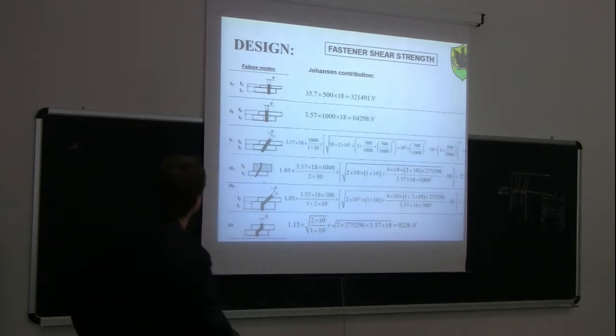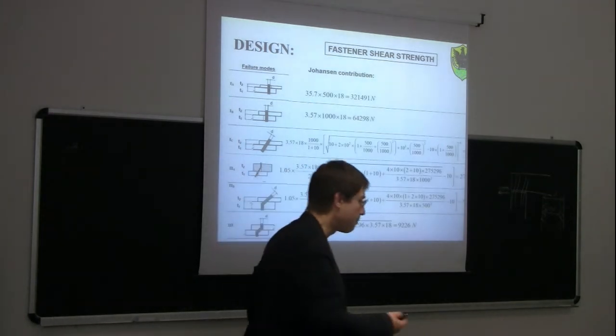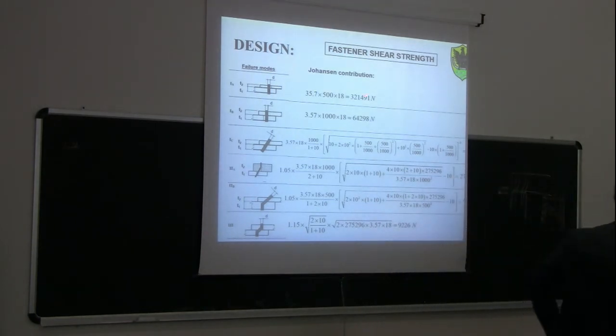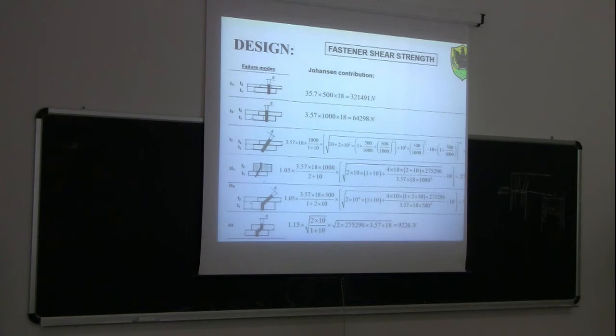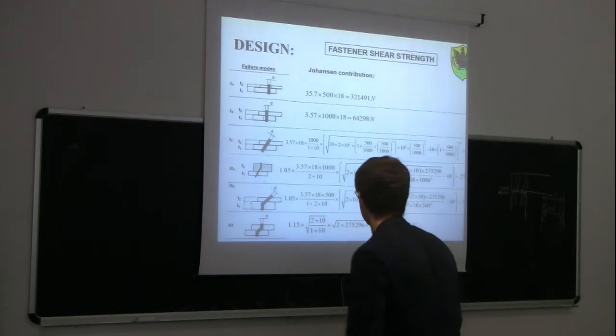So the first one will be basically pure embedding in the beam. The second one is pure embedding in the column. And then we have pure embedding in both beam and column with global rotation of the fastener. Then we have plasticization, so embedding and plasticization, with one plastic hinge formation. The first one is in the column, the second one is in the beam, and then the final one is two plastic hinge formation, so embedding and plastic hinge formation in both the column and the beam.